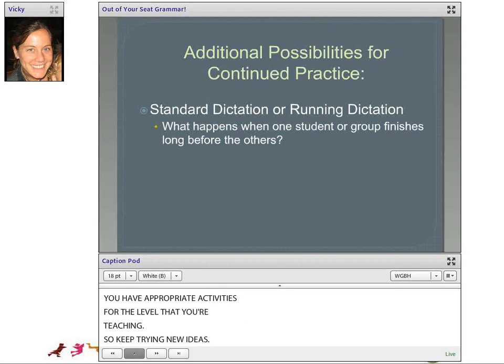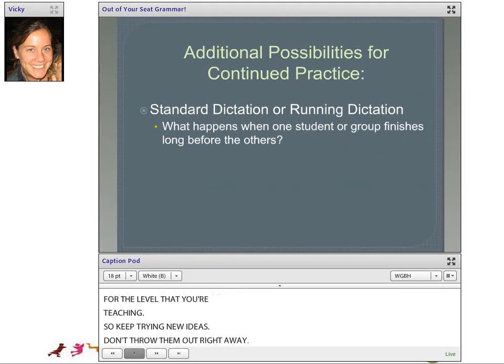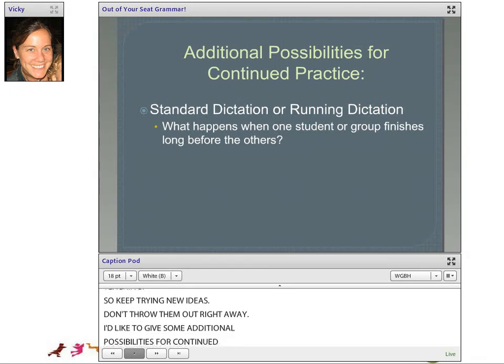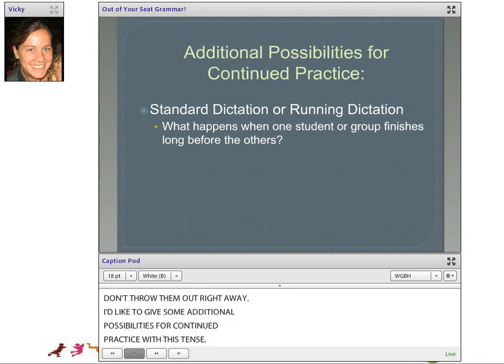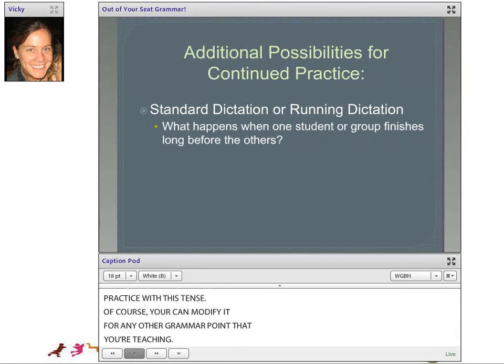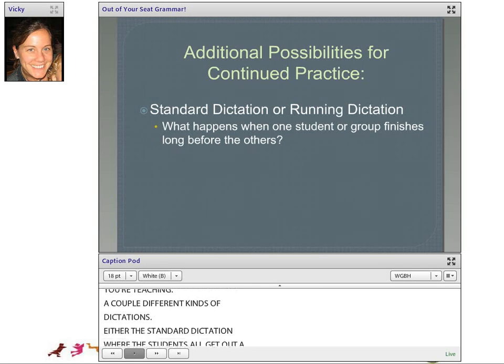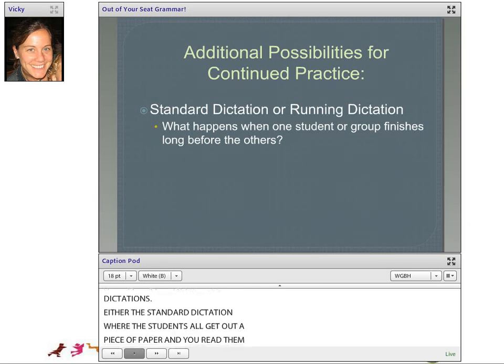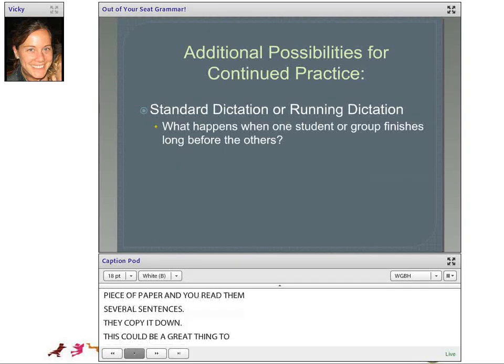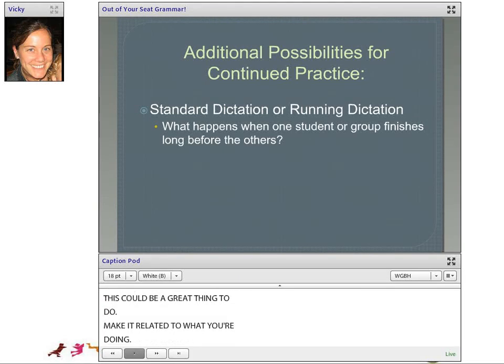I'd like to give some additional possibilities for continued practice with this tense, and of course you can modify it for any other grammar point that you're teaching. A couple different kinds of dictations, either the standard dictation, where the students all get out a piece of paper and you read them several sentences and they copy it down. This could be a great thing to do. Make it related to what you're doing. In this case, you have sentences related to the future with going to.